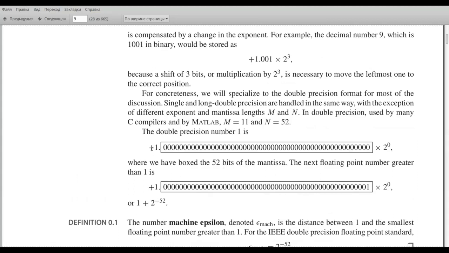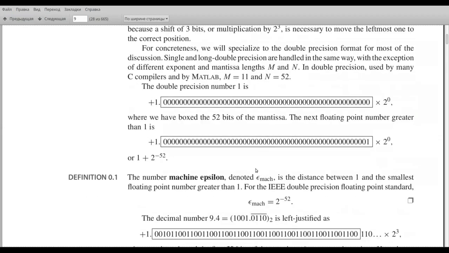So, let us consider the double precision number 1. 1 is just 1, right? So it means that the radix point is here, and we don't need to move it anywhere. This is why the power is 0 here, and it's positive. We have plus 1 and just zeros in the mantissa. Okay, perfect.